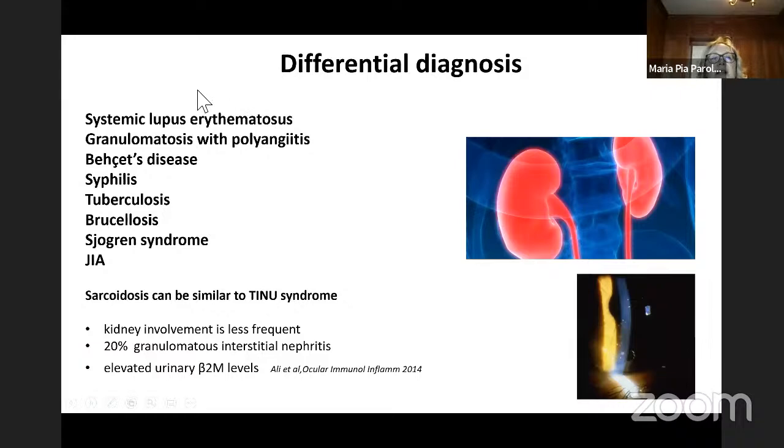About the differential diagnosis, it must be done with all the diseases that have both uveitis and tubular interstitial nephritis, and with those diseases that can cause chronic uveitis in childhood, like JIA. Sarcoidosis can be similar to TINU syndrome. Kidney involvement is less frequent, but we usually have a granulomatous interstitial nephritis, and there is an elevated urinary beta 2 microglobulin level. So in very challenging cases with granulomatous anterior uveitis, a kidney biopsy can be useful for the definite diagnosis between these two syndromes.